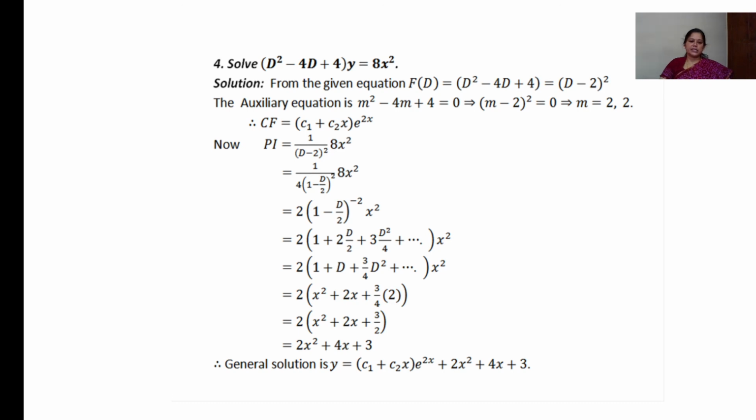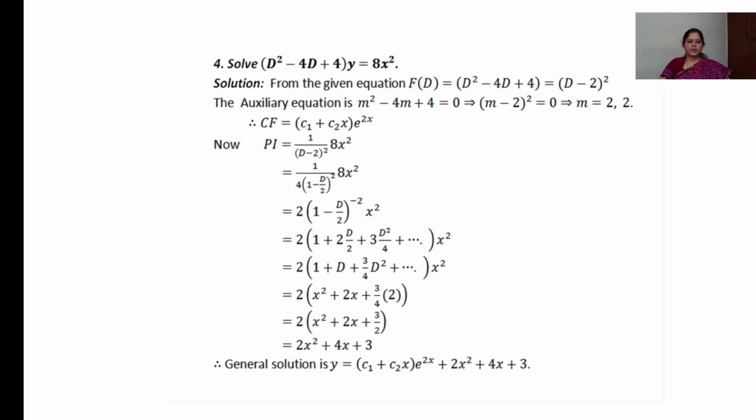So if you multiply inside that x square, we'll get x square plus D into x square. D into x square means we want to differentiate x square with respect to x once. That's why we got 2x. Then plus 3 by 4 into D square into x square. D square of x square means we want to differentiate x square with respect to x 2 times. If you differentiate the first time, we'll get 2x. Again, if you differentiate that, we'll get 2. So that's why D square of x square is 2. So substitute all the values and simplify it. We'll get 2x square plus 4x plus 3 for PI.